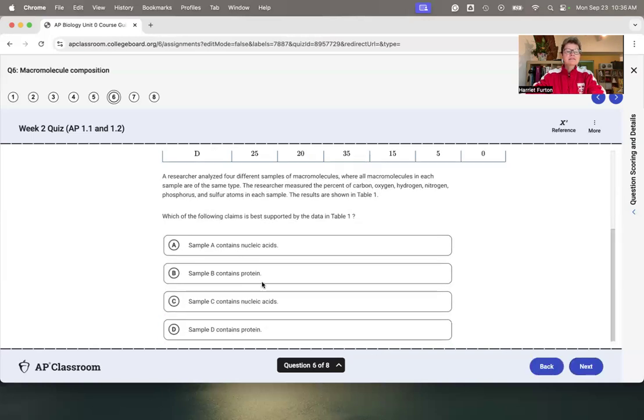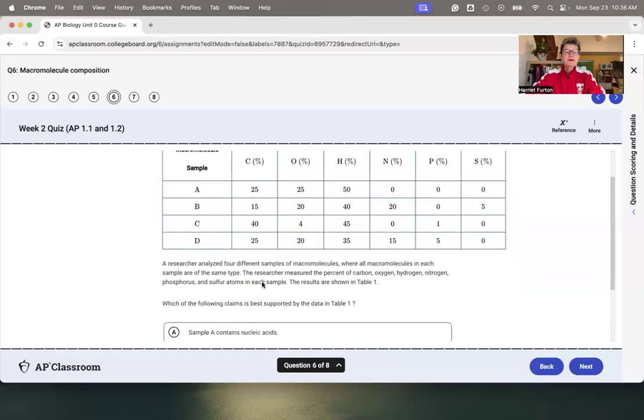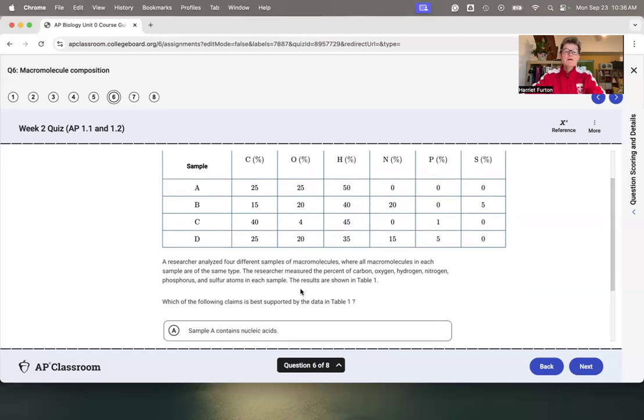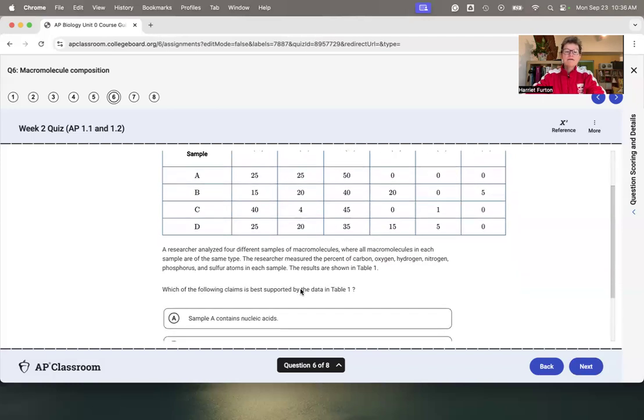Next one, 6. Here again I am referring to the last question on your note-taking sheet. A researcher analyzed 4 different samples of macromolecules, 1, 2, 3, 4, and measured the percent of carbon, oxygen, hydrogen, nitrogen, phosphorus, and sulfur in the samples. Now, based on that, what kind of molecule can A, B, C, and D be?